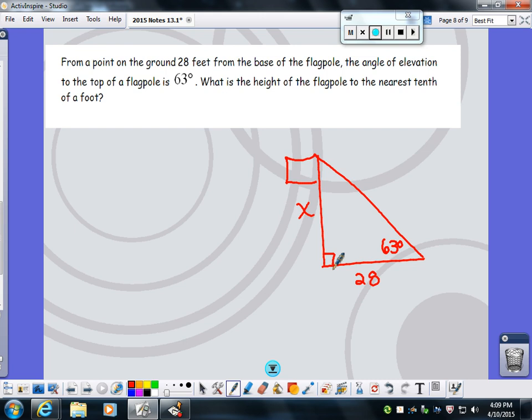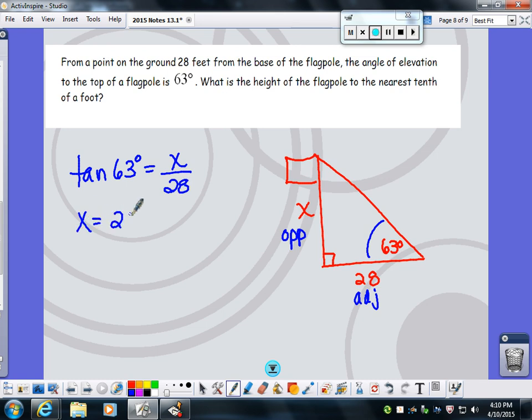Okay, so what do we have here? Our x in reference to our 63 is our opposite, and the 28 is our adjacent. So which trig ratio is opposite over adjacent? All right, hopefully you said tangent. So we have the tangent of 63 degrees is equal to our opposite over our adjacent. Here again, we're solving for x. We're going to cross multiply.